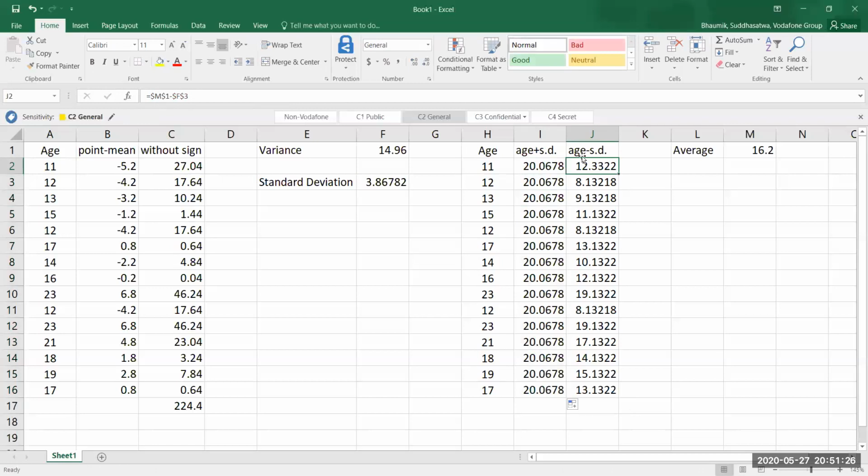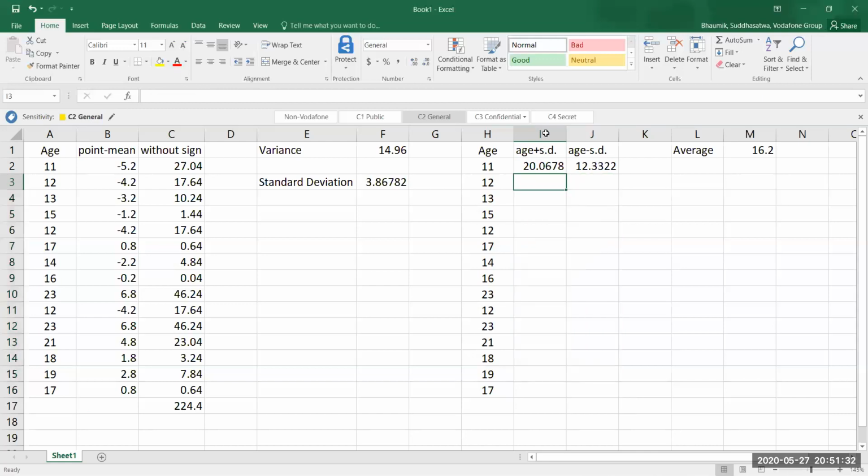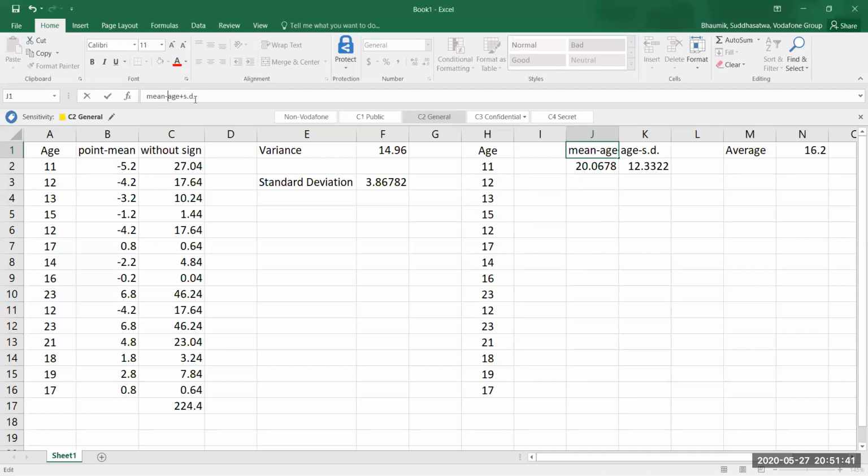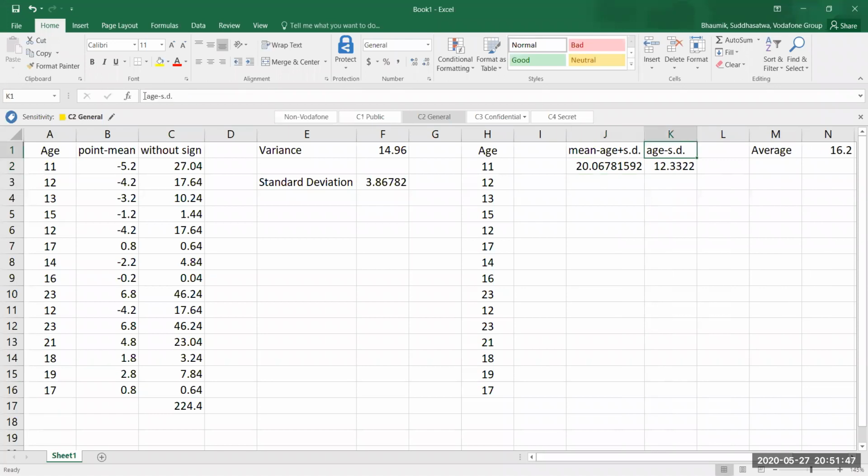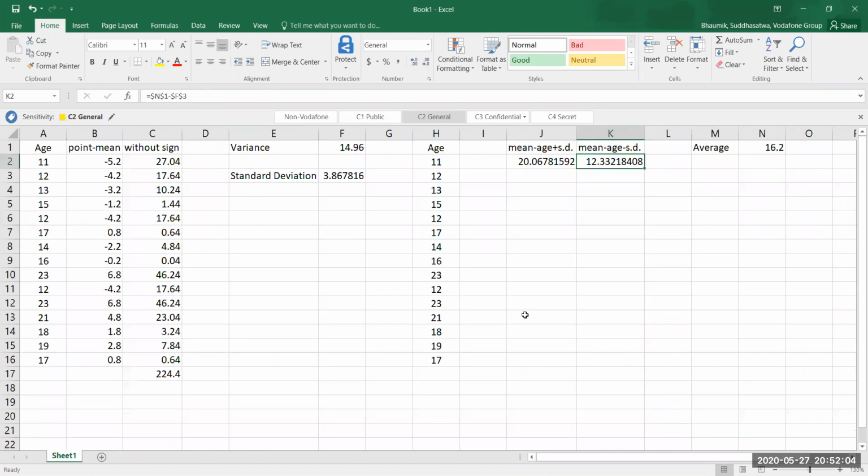So the mean of the age, I can actually delete this part. This is not really required. And I can add just a column over here, the mean of age. The mean of age plus the standard deviation becomes 21 something, and the mean of age minus the standard deviation becomes something like 12.33. Approximately, this is the range in which my data falls, and this is how the data is dispersed around the mean or the average of the data. So that is the essence of the standard deviation.